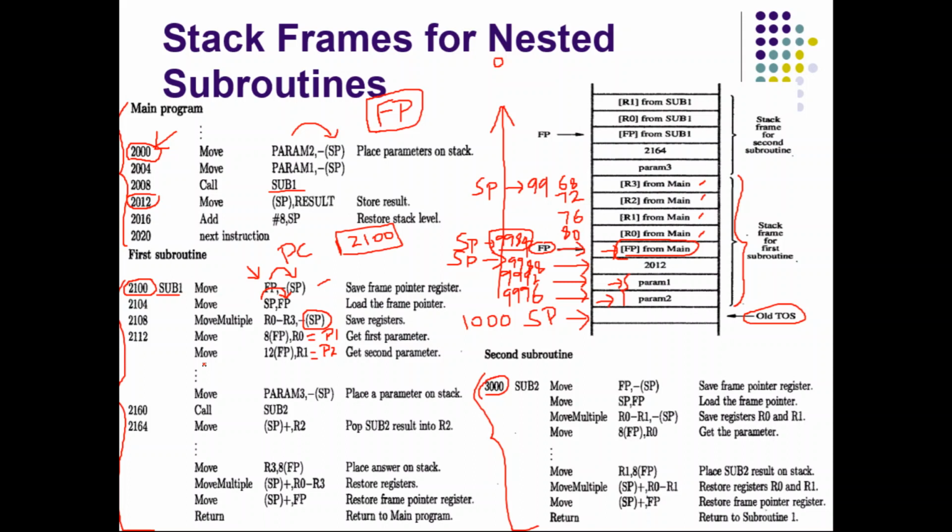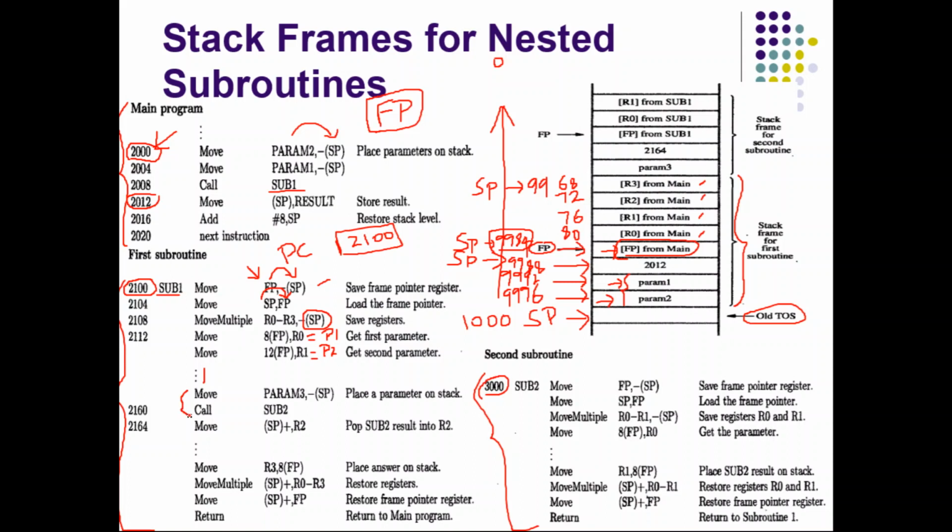We are only using this logic to understand the flow, and how the stack pointer and frame pointer are being used. Then some instruction gets executed, but we are not bothered about that. Then this program, subroutine 1, is going to call subroutine 2.